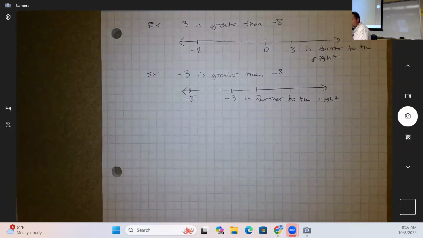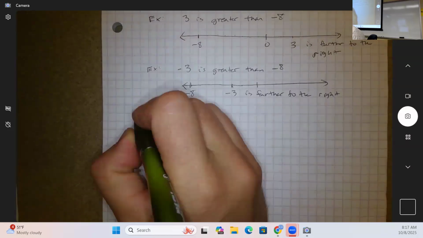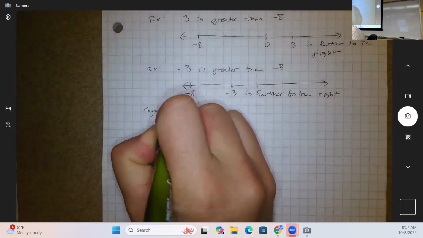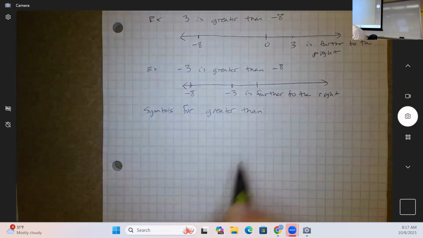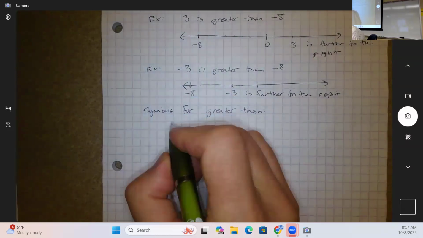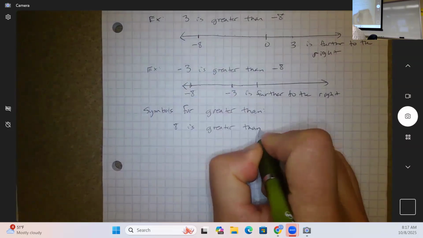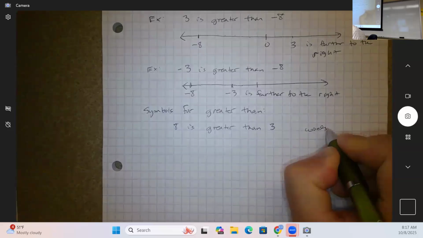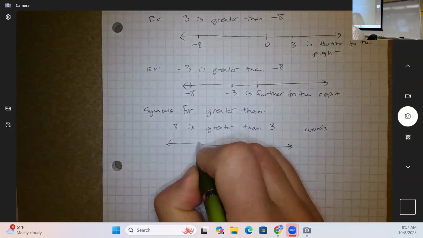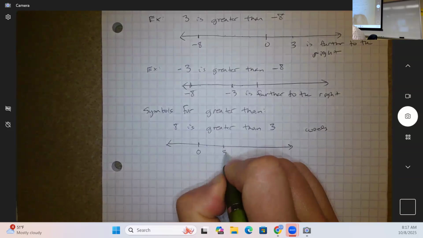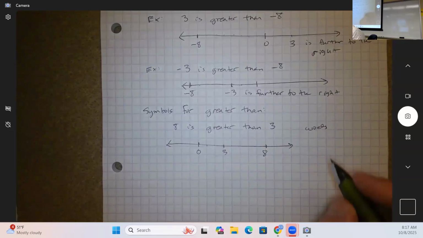Okay, so these are our pictures. These are great. I really, really encourage you to use the number line. But let's talk about symbols for greater than. So let's see, 8 is greater than 3. This is words. And I'm going to do the number line again. Here's the 8. So this is pictures.